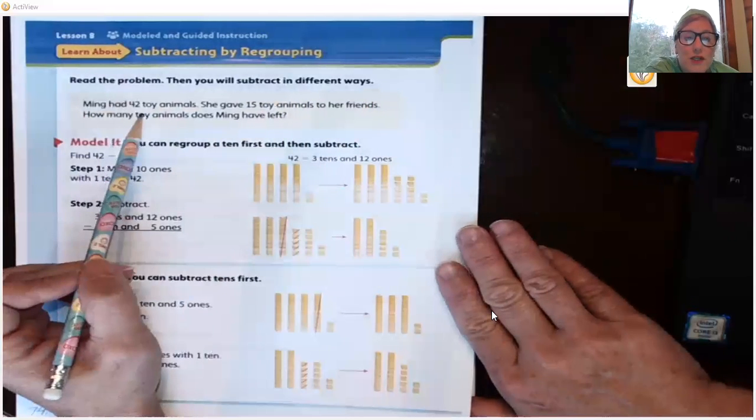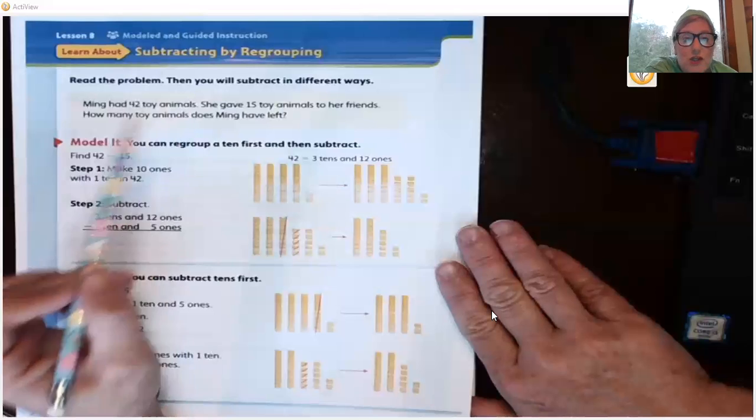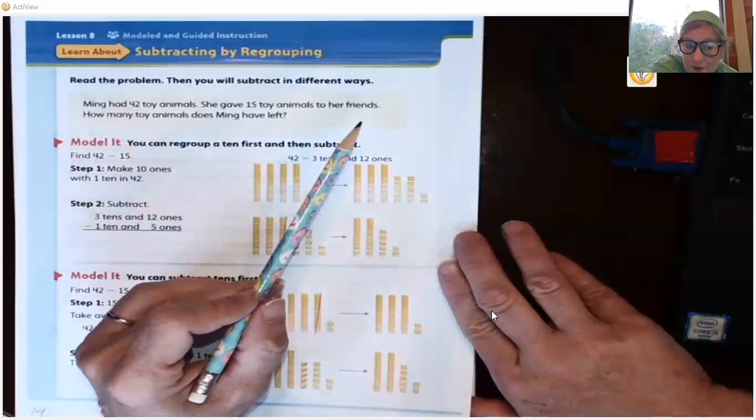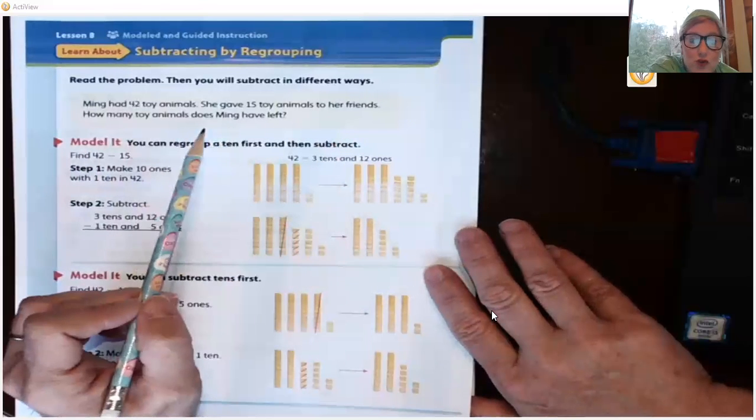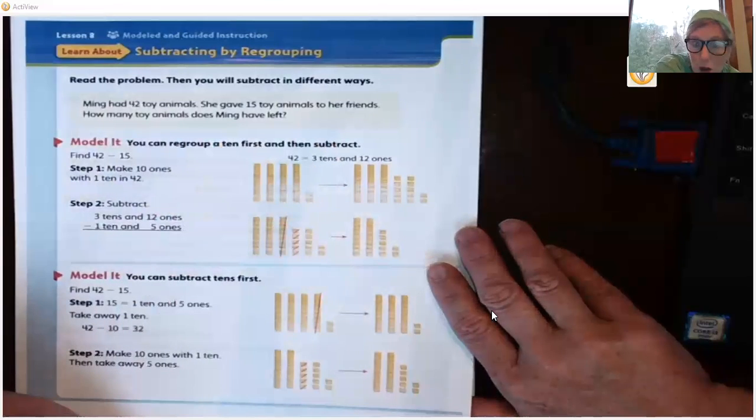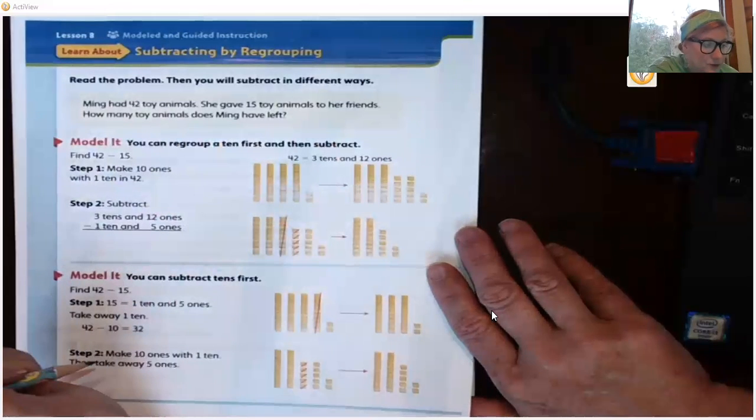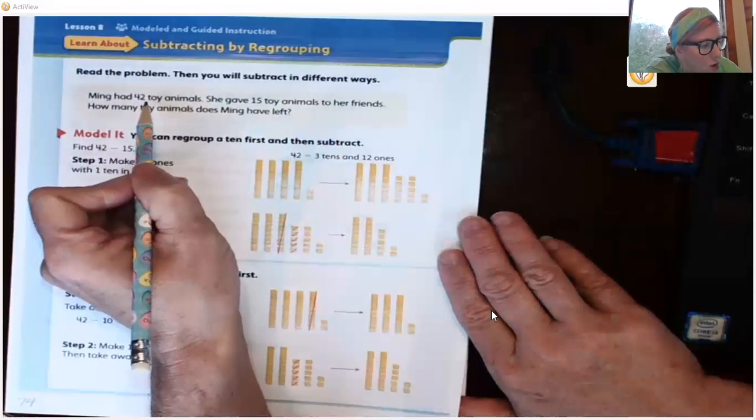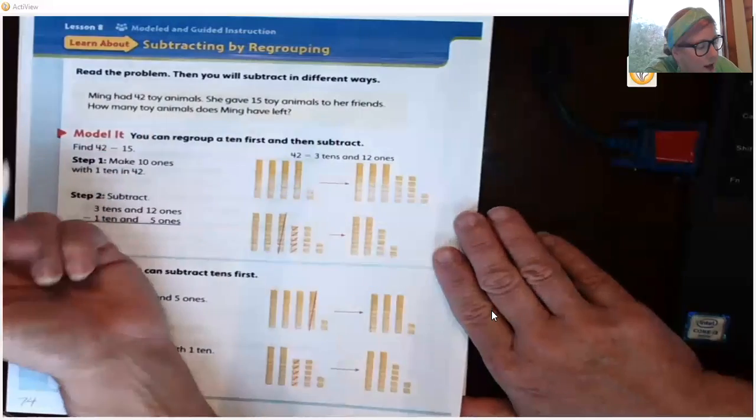Ming had 42 toy animals. She gave 15 toy animals to her friends. How many toy animals does Ming have left? So what kind of problem is this? Well, this is a takeaway problem, right? So she has a certain amount and she gave a certain amount away.